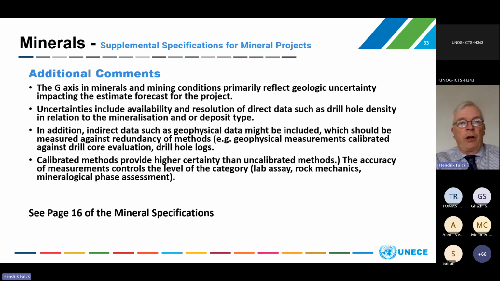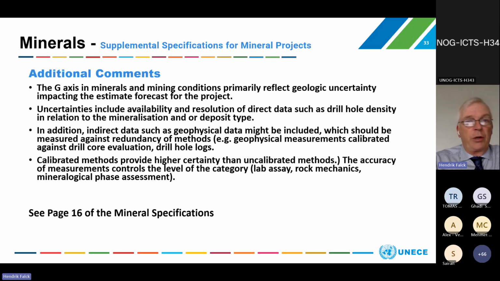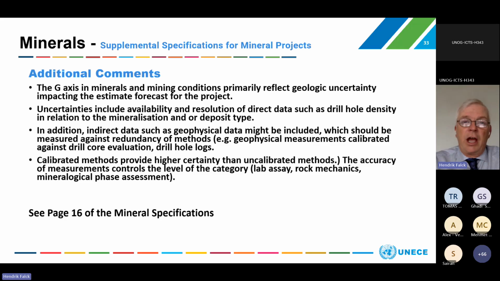Now, the G-axis is used to really reflect that geological uncertainty. So how much information, how much knowledge do you have? What is the connectivity, the geological background, to allow you to estimate and forecast the availability of that resource for a project? It can be based on direct data such as drill hole density, sample spacing, or other information sources, but it may also use indirect data, such as geophysical data or other techniques that don't give you a direct measure of the material that you're going to extract, but might be correlated to that material.